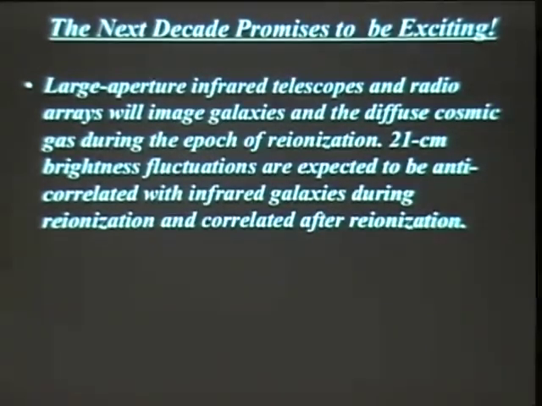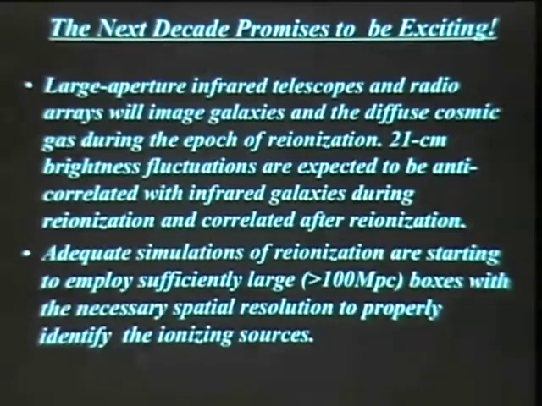The next decade is promising to be very exciting. I described several methods that will be used to probe the early universe. First, using large telescopes, either from the ground or from space, we hope to detect the early galaxies that produced ionizing radiation and ionized gas. And of course, we expect the distribution of galaxies to be anti-correlated with the distribution of 21-centimeter brightness fluctuations.